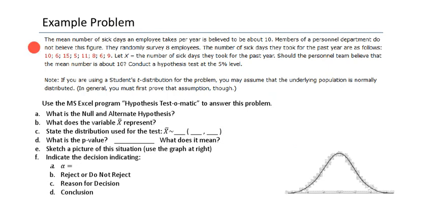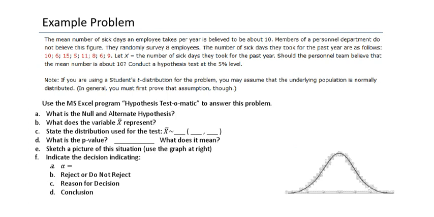From WebAssign, you'll see a problem that says the mean value of the number of sick days that an employee takes per year is believed to be about 10. The members of a school department do not believe this figure, however, and they randomly survey 8 employees. The number of sick days they took for the past year are as follows. Here they are: 10, 6, 15, 5, 11, 8, 6, and 9.